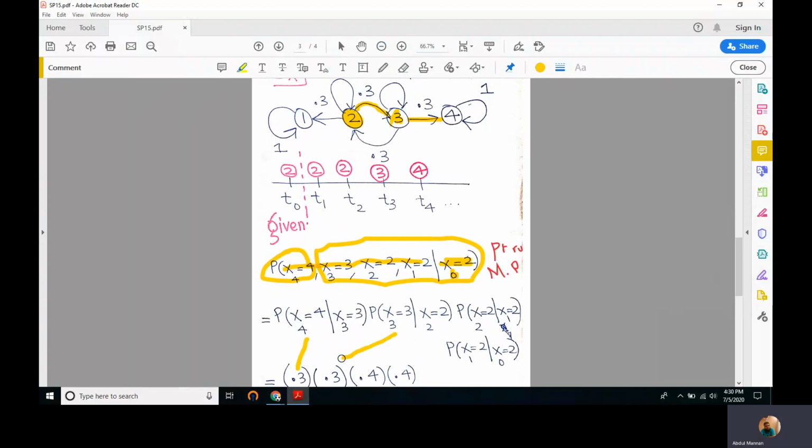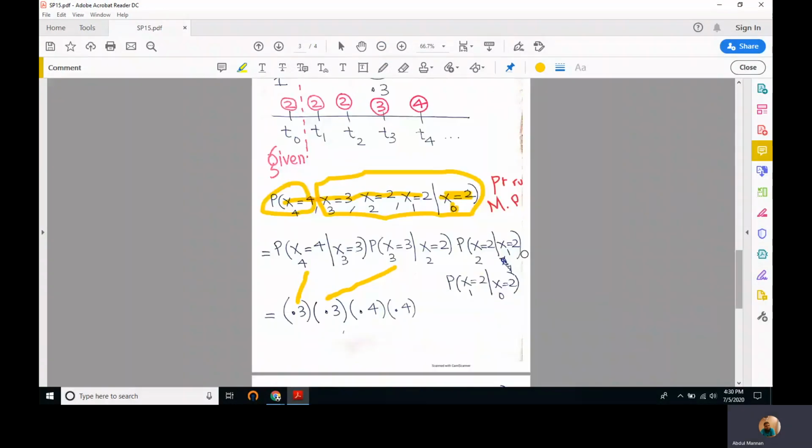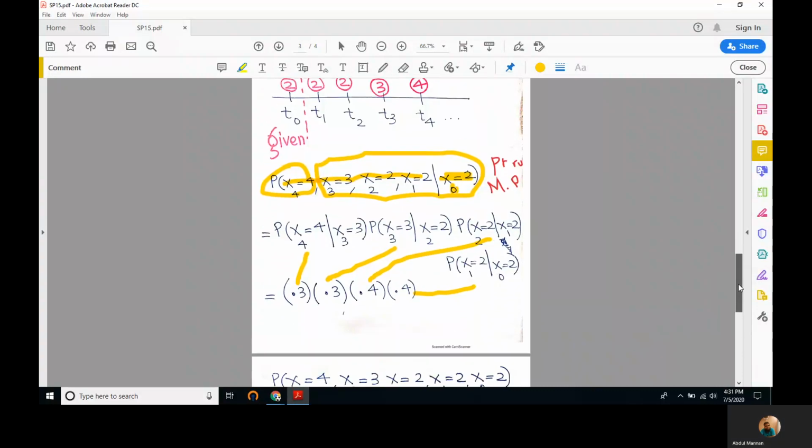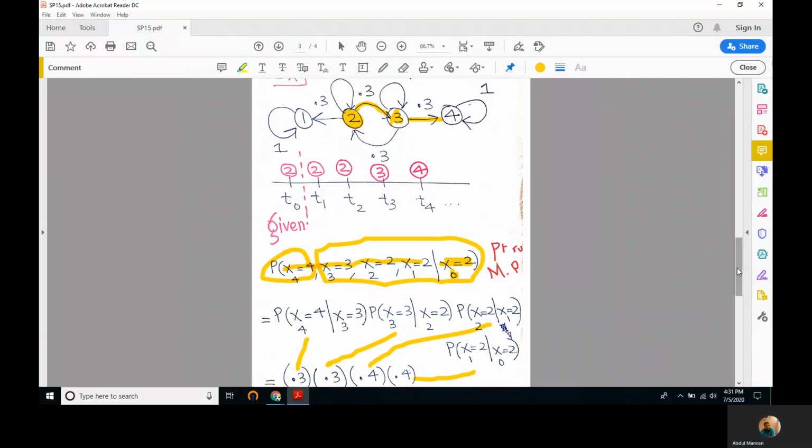So this is 0.3. And then from 2 we go to 2. From 2 we go to 2 with probability 0.4. So this one is 0.4, and from 2 to 2 is 0.4. So we multiply these and find this joint probability, given the initial information that the process was in state 2 at initial time t equal to 0.